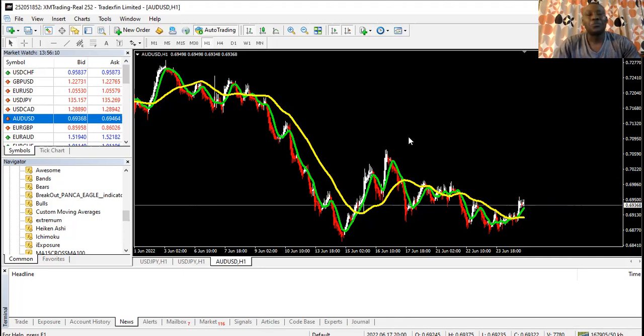So, if I may proceed, exactly what is going to give you the hint that it is time to come and pick a trade? It's not every time you are going to pick a trade, but at what point are you supposed to pick a trade?